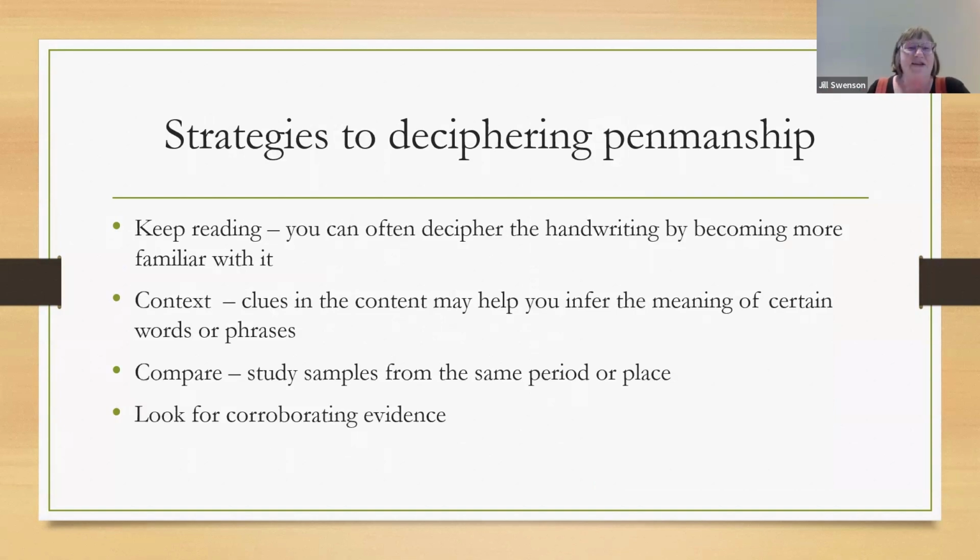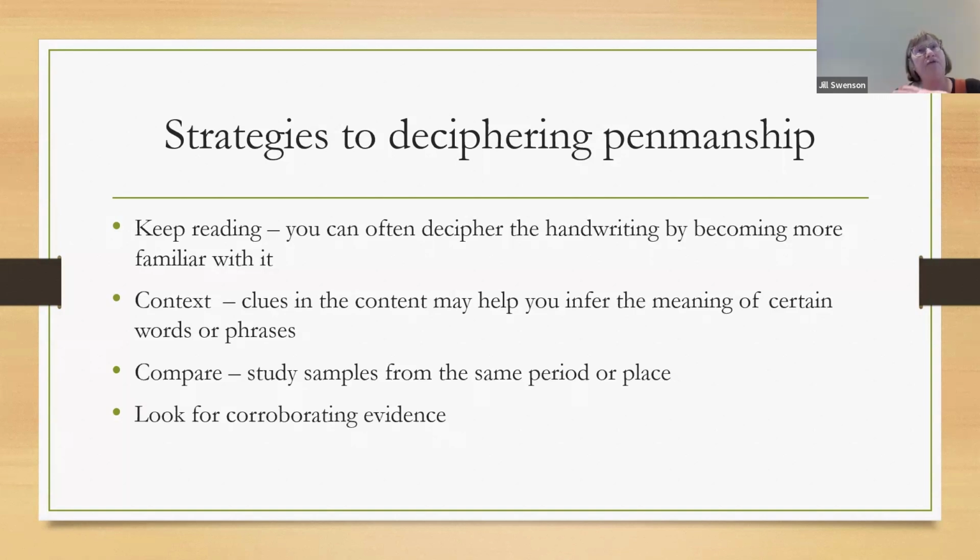strategies. So if you can't figure out every word, you have to broaden your strategies, right? Keep reading is the most important one. Keep reading of that same person's handwriting if there are more samples available. The more familiar you become with it, the easier it becomes to read. I can read Charles Moody like I can read my own mother's handwriting now, right? So familiarity, keep reading.